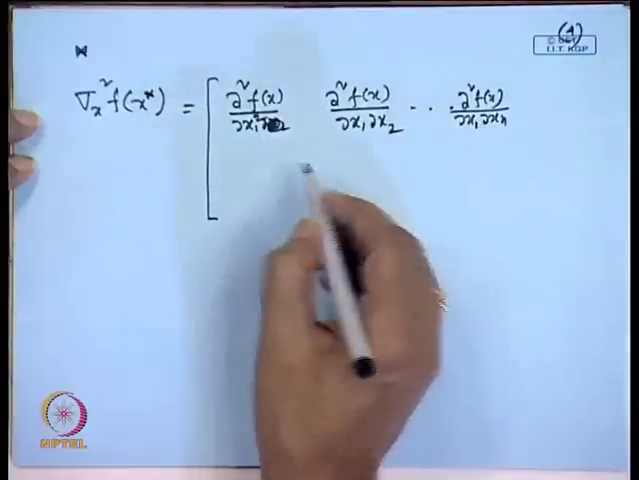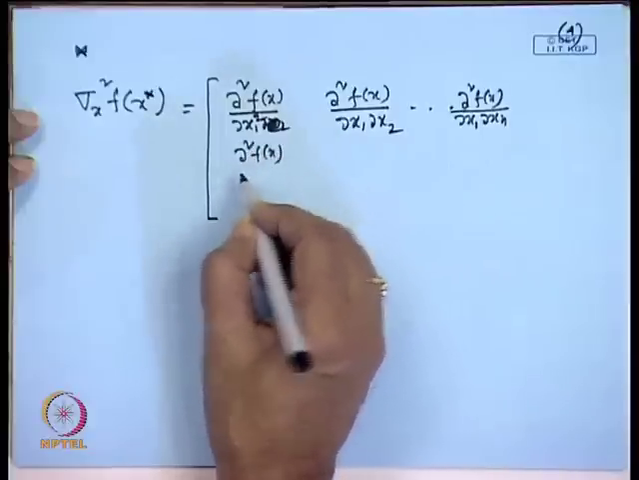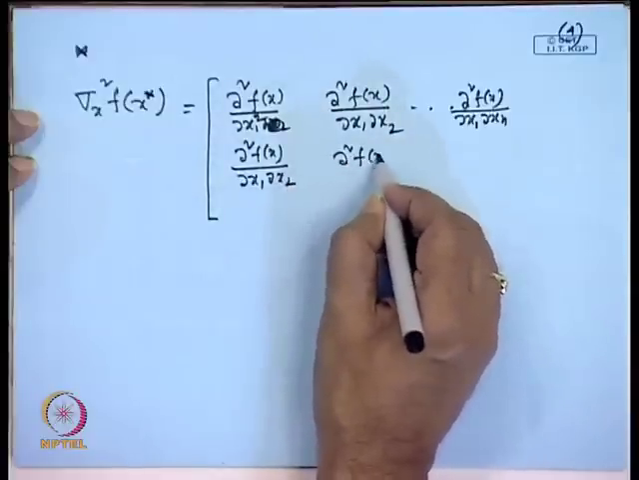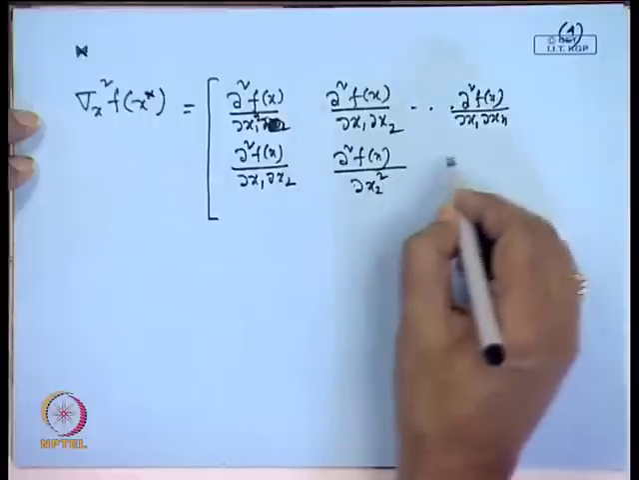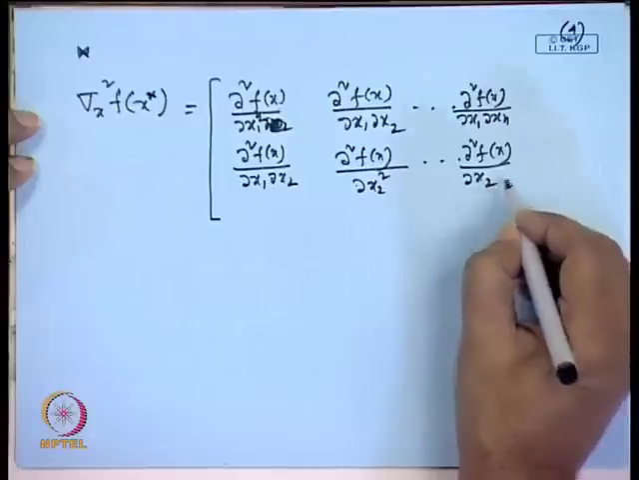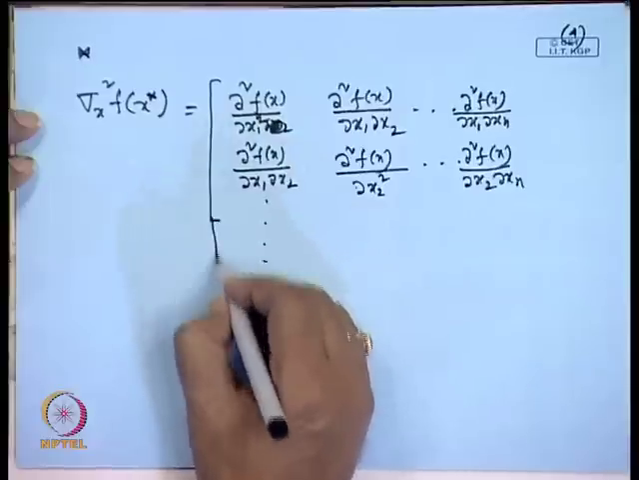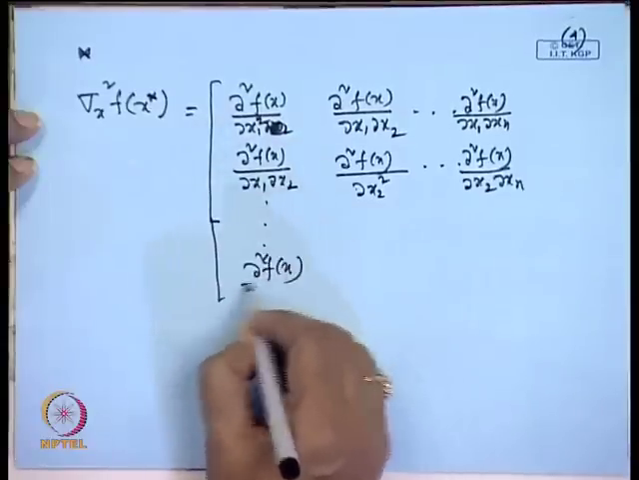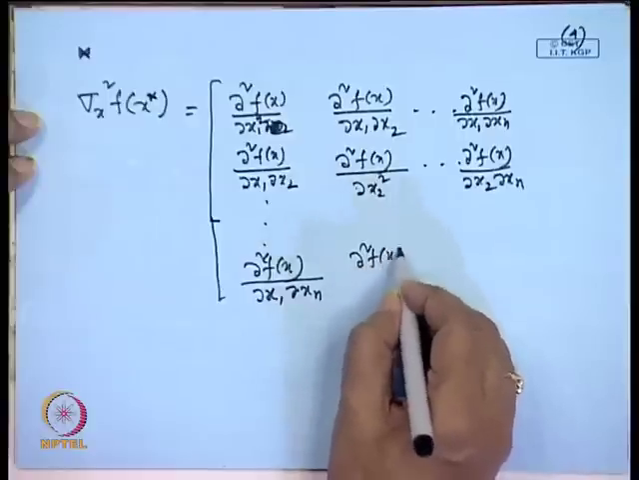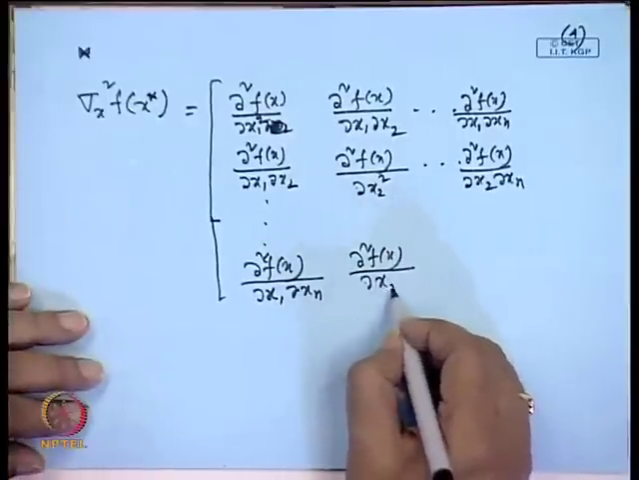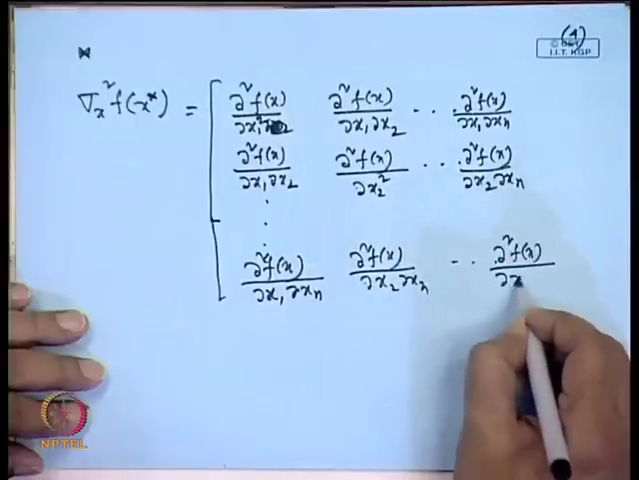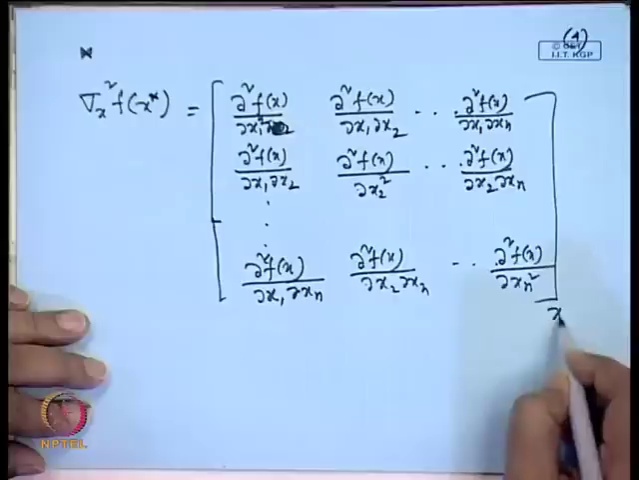Similarly, you can write del square f of x, del x 2 del x 1, and del square f of x, del x 2 square, and in this way del square of f x, del x 2 del x n. If you continue this way, the last row will be del square f, del x 1 del x n, then del square f, del x 2 del x n, and the last term is del square f, del x n square. So, put these values at x is equal to x star.